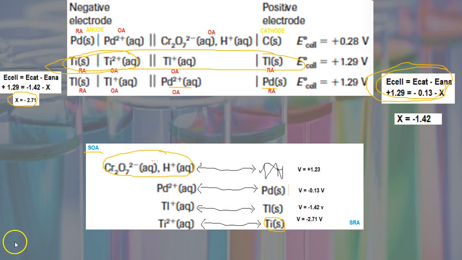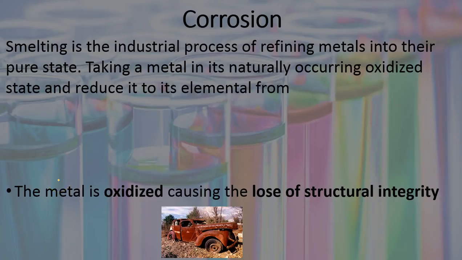Okay, so a quick look at what's happening in terms of corrosion and how we can prevent corrosion from happening. So first of all, opposite of corrosion, smelting is the industrial process of refining metals into their pure state. So we take a metal from its naturally occurring oxidized state and reduce it to an elemental form. For example, iron usually exists in iron oxide, but we smelt it down, get the oxygen out, so we have this pure iron.